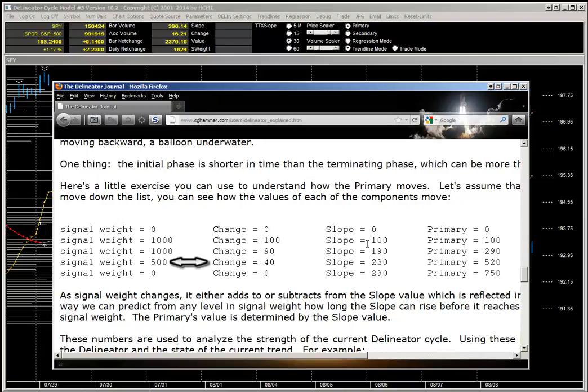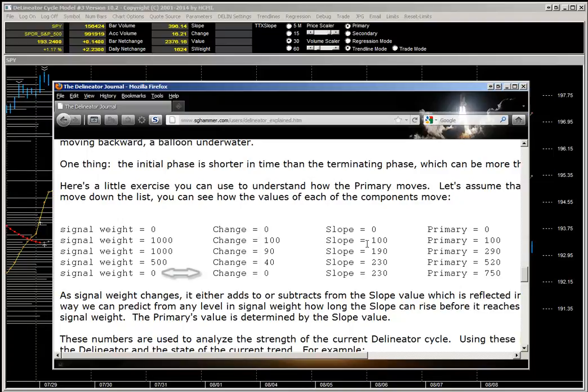So let's say at the third time period, signal weight drops to plus 500. The slope would move to plus 230. The change would move to plus 40 because the change is the old value of the slope to the new value of the slope. So if the old value was 190 and the new value is 230, obviously the value of the change would be plus 40. The value of the primary would be plus 520 because the primary value is calculated as the old value of the primary plus the new value of the slope. So plus 290 plus 230 equals 520.